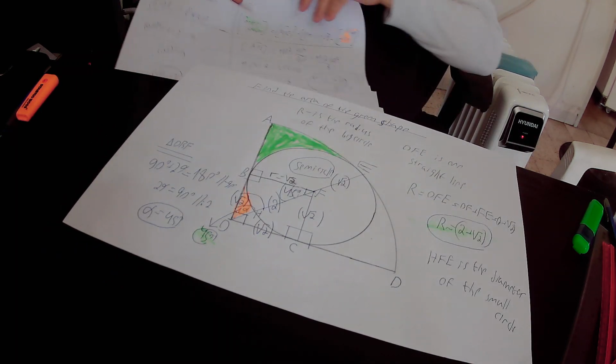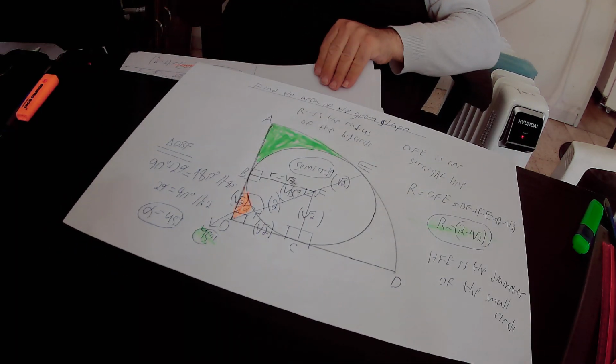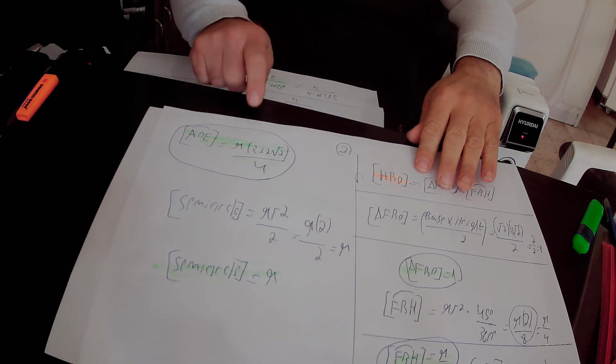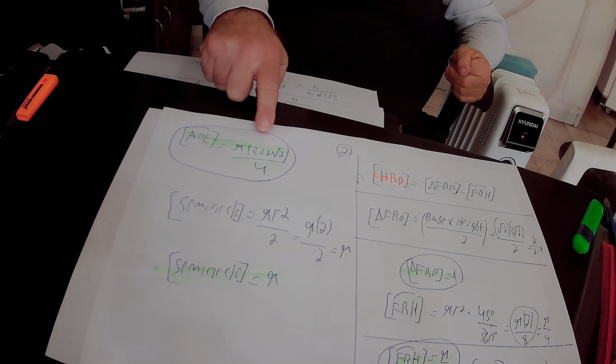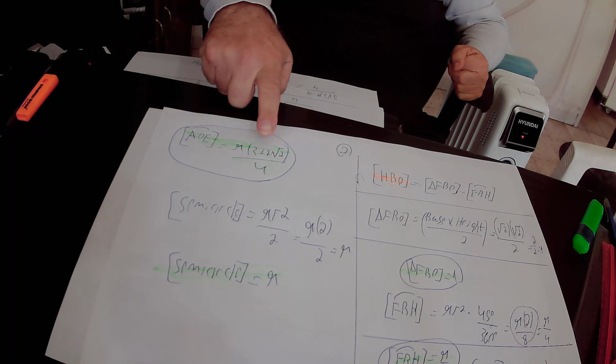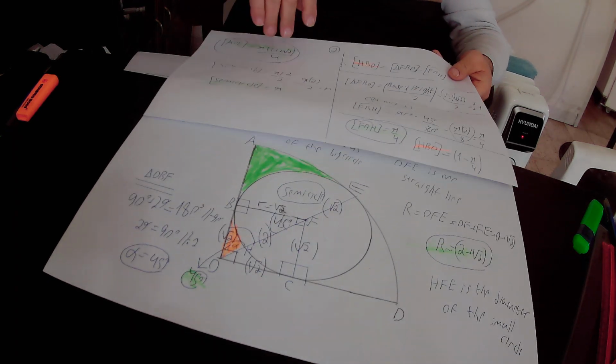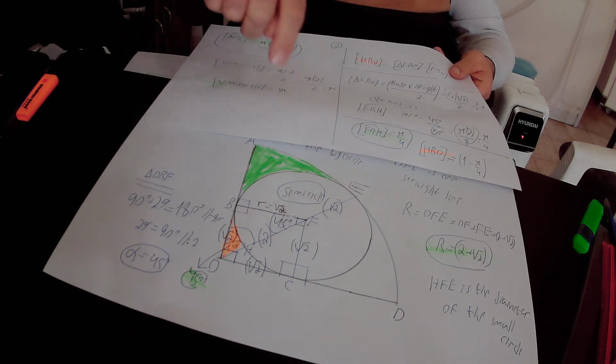Again, the area of the big sector AOE equals pi times (3 plus 2 times square root of 2) over 4 square units. In the next step, we find the area of this small semicircle.